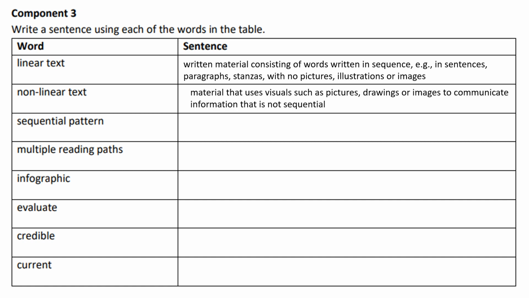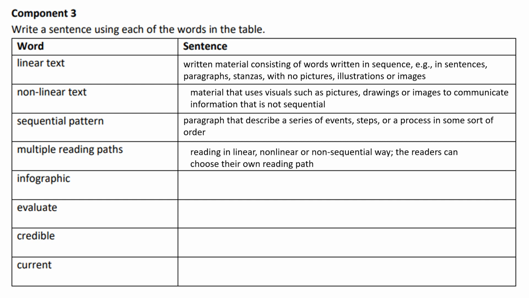Material that uses visuals such as pictures, drawings, or images to communicate information that is not sequential. Sequential pattern means paragraphs that describe a series of events, steps, or a process in some sort of order. Multiple reading path. Reading in a linear or nonlinear or non-sequential way. The readers can choose their own reading path.